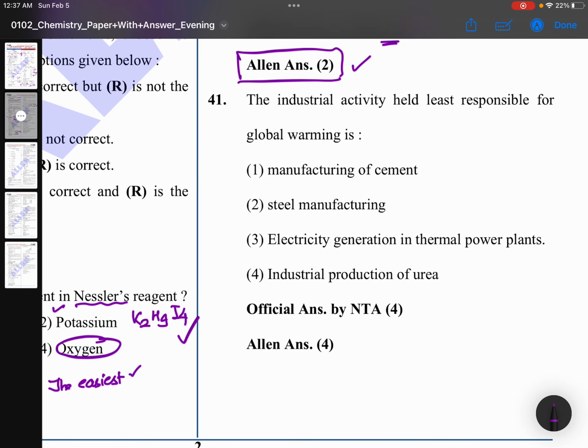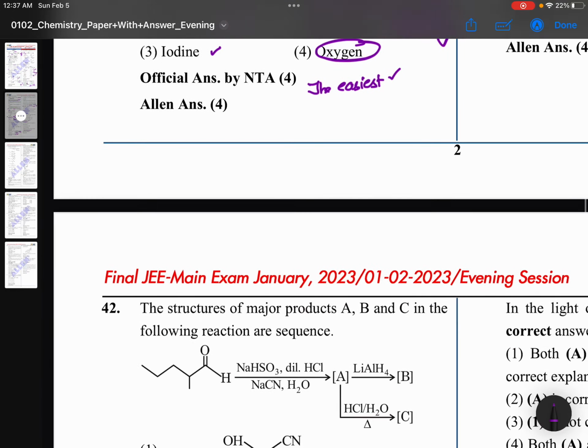The industrial activity held least responsible for global warming. Okay, direct question. Industrial production of urea. NCERT statement, direct statement. Nothing is special there.